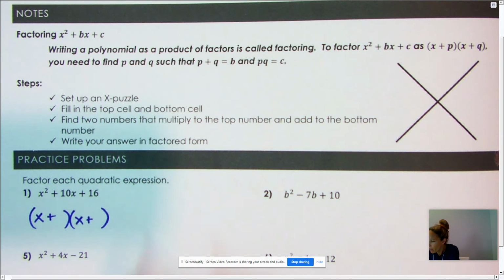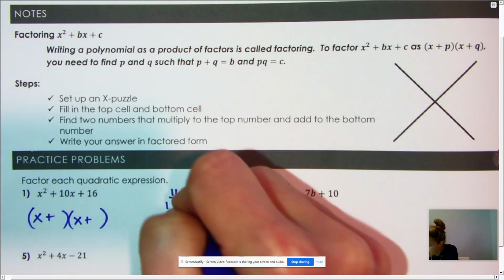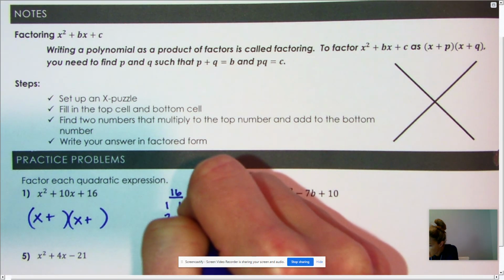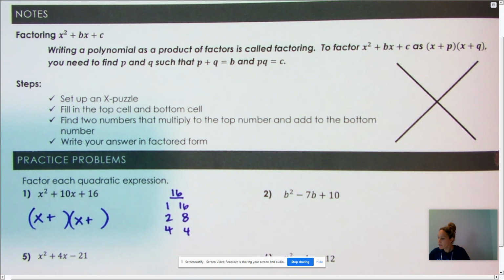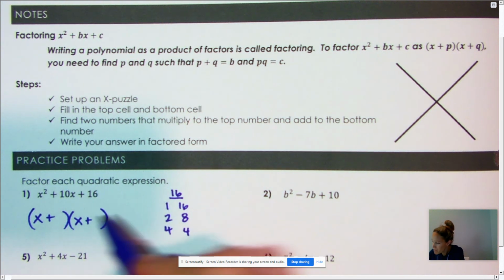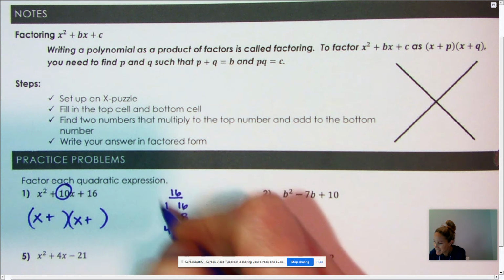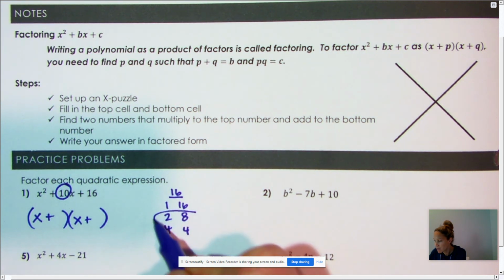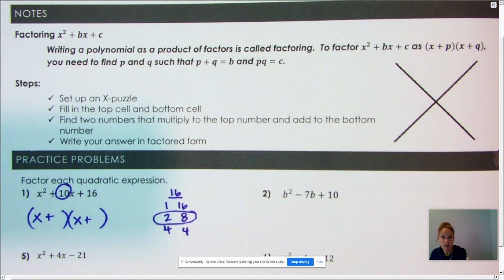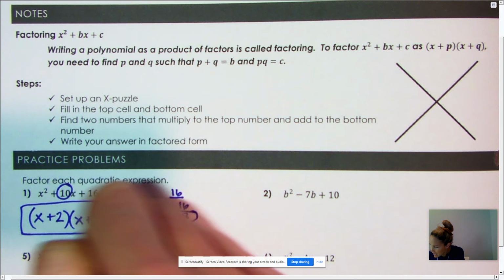So what I need to think about is what are all the things that multiply to make 16? 1 and 16, 2 and 8, 4 and 4. And once you get to the same number, you can stop because all of the other options would already be up here. I need to see which ones add up to make 10. Well, 1 plus 16 is 17. 2 and 8 make 10. 4 and 4 do not. So I know the answer to this is 2 and 8. So this is our answer.